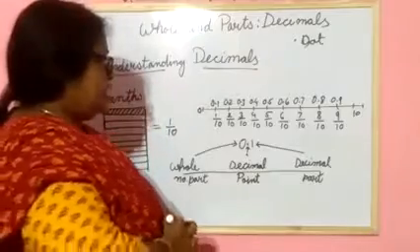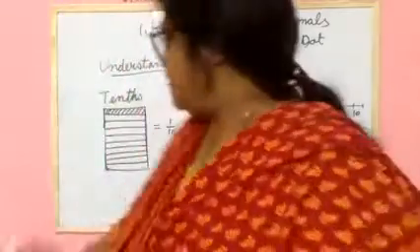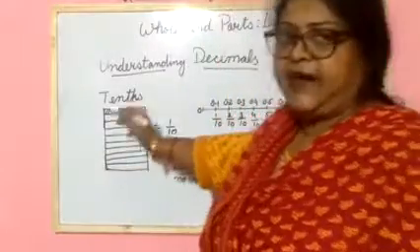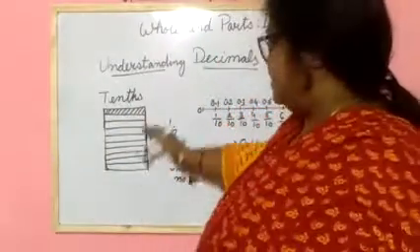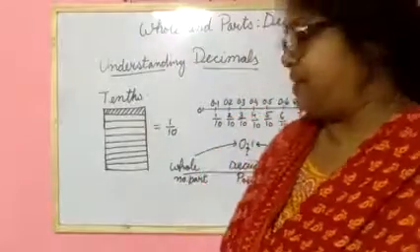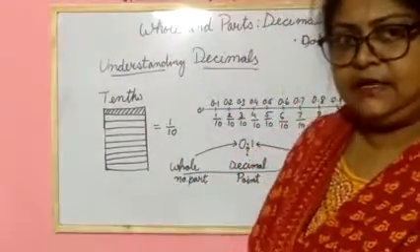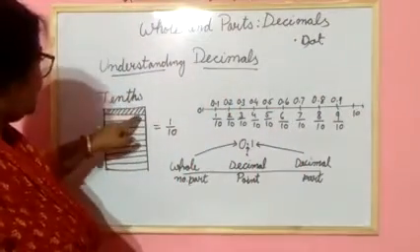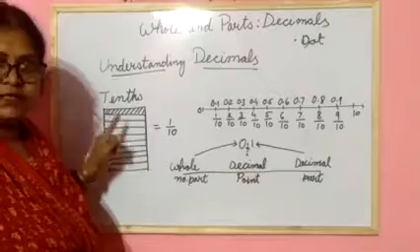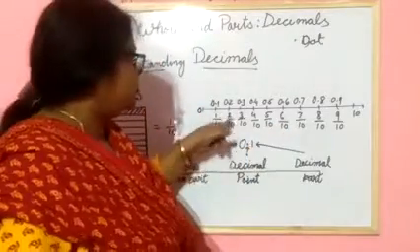Understood? So what you are seeing here, first of all I have drawn one box and I have divided this box into 10 equal parts. And what fraction came? 1 by 10. If I have written 2 by 10, it means how many parts do you have to color? 2 parts. Then you can write 2 by 10.